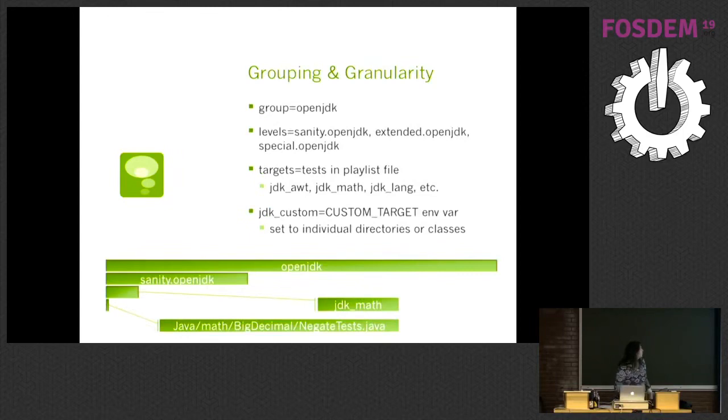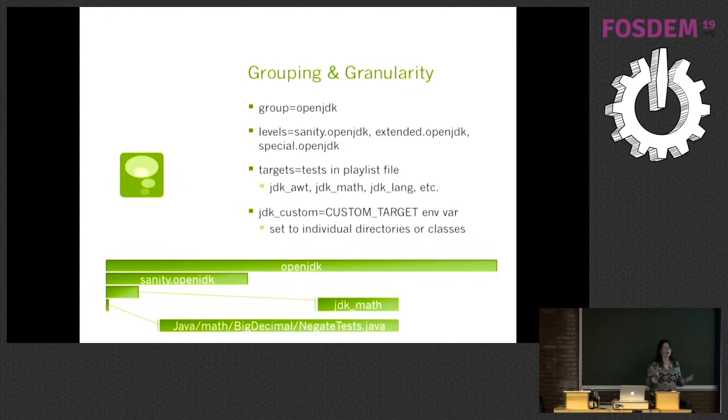Okay, so grouping and granularity, I do just want to quickly talk about that. This is the ease of use thing. I'm going to use the OpenJDK group as the example here. When you actually set up to run testing, you can run it at almost any granularity. So once I configure and I compile my test material and tell it where the SDK that I want to test is, then I can just go make OpenJDK, and it's going to run the whole suite.